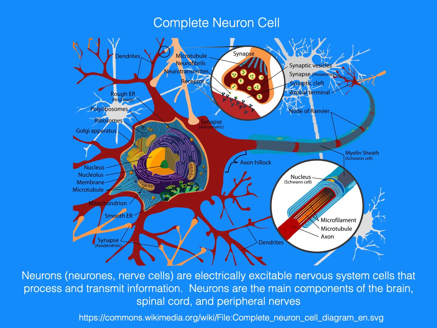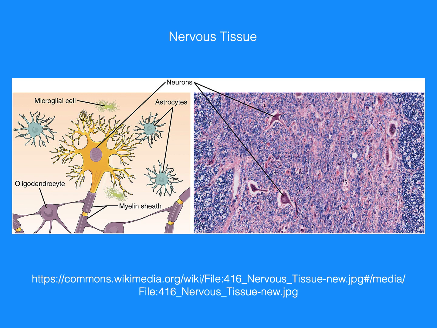Complete neuron cell illustration. Neurons are electrically excitable nervous system cells that process and transmit information. Neurons are the main components of the brain, spinal cord, and peripheral nerves. Nervous tissue illustration.